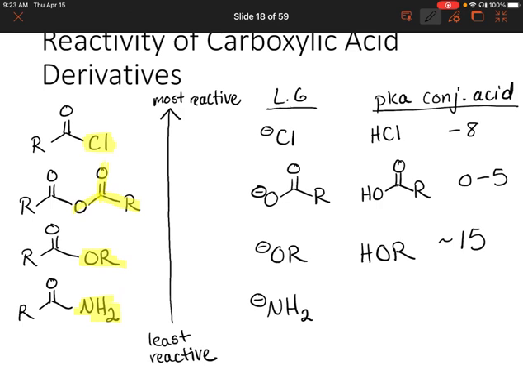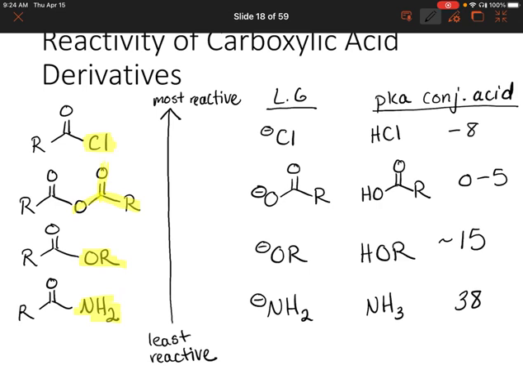And then finally, when we look at amides, the leaving group is NH2-, and the conjugate acid of that is ammonia. And we all know ammonia is a base, right? And the pKa of ammonia is 38. So ammonia is not acidic at all. Its pKa is really high.